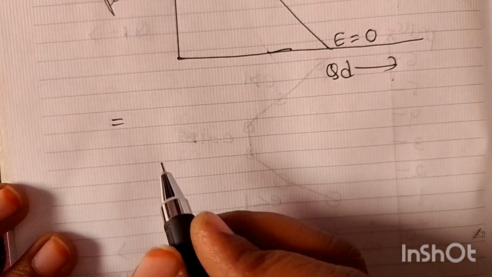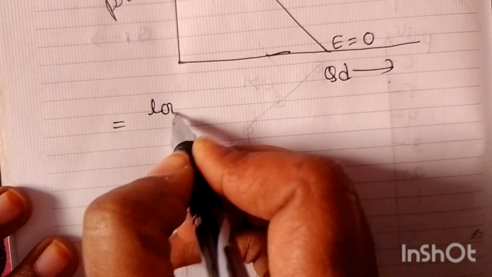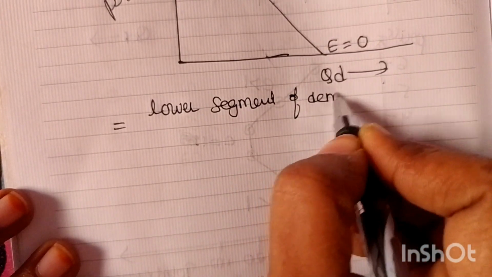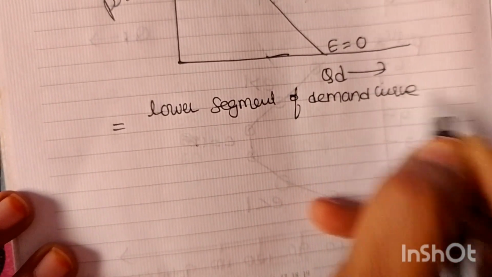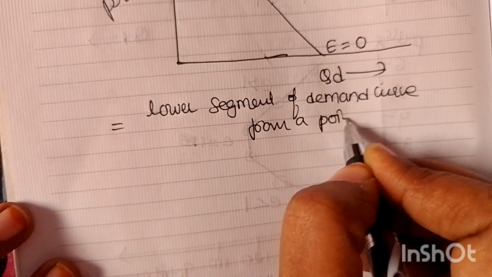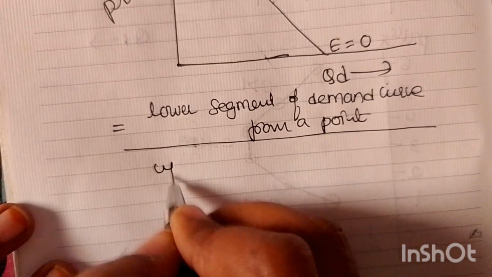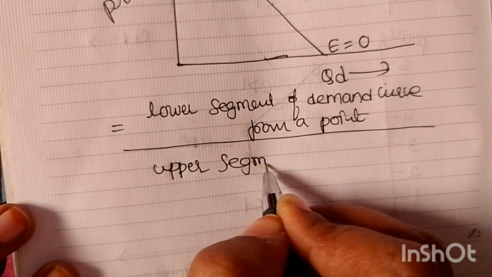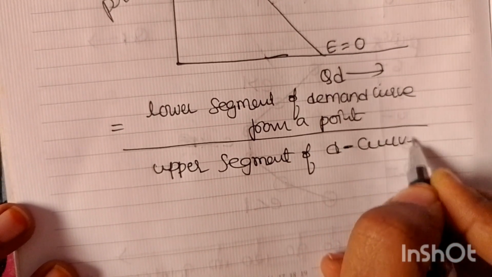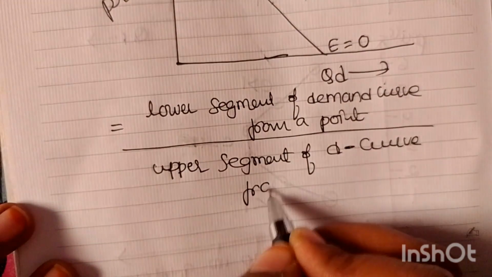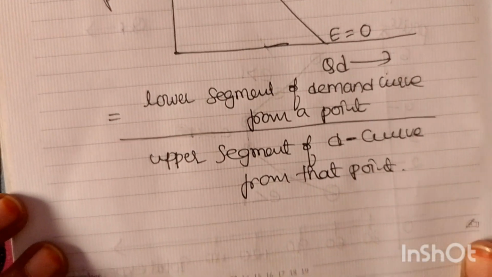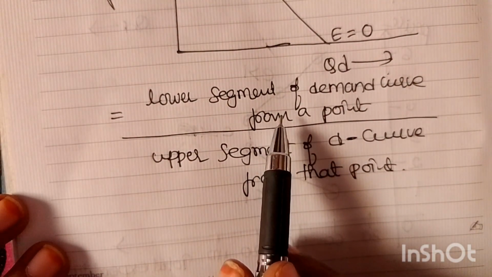So how can we measure the point elasticity? That is the lower segment of the demand curve from a point divided by the upper segment of the demand curve from that point. Okay, this means lower segment by upper segment.